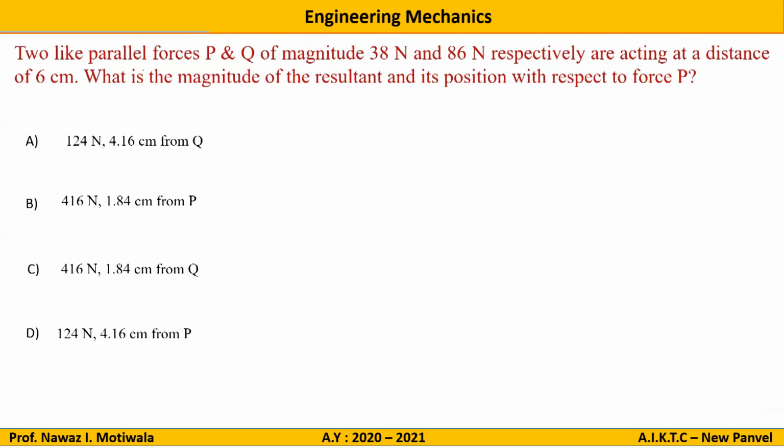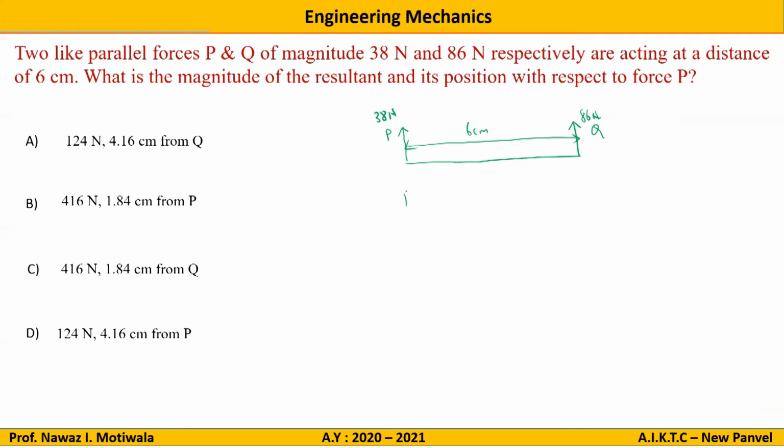Next question: two like parallel forces P and Q of magnitude 38 and 86 respectively are acting at a distance of 6 centimeters. Okay, so let me make a diagram. There are two like parallel forces: this is 38 Newton and this is 86 Newton. They are like parallel forces acting at a distance of 6 centimeters from each other. What is the magnitude of the resultant and its position with respect to force P? Let us say this is force P and this is force Q.